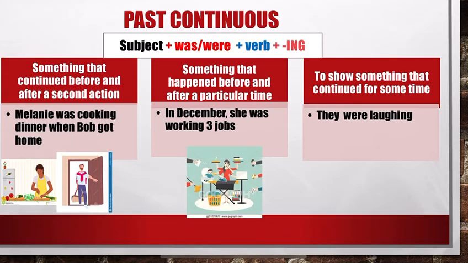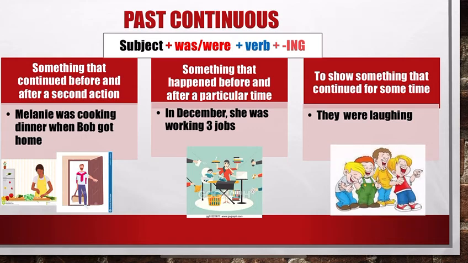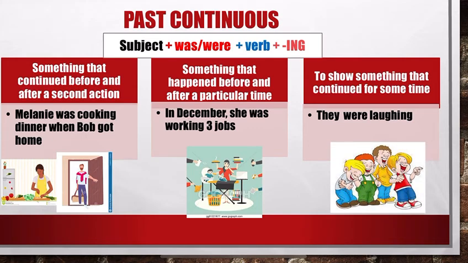Now, it is also used with something that happened before and after a particular time. Like in December, she was working 3 jobs. So, through the whole month, she was working 3 jobs. Now, it is also used to show something that continued for some time. They were laughing. Like they were laughing, they didn't stop suddenly. No, they continued for a short period of time.